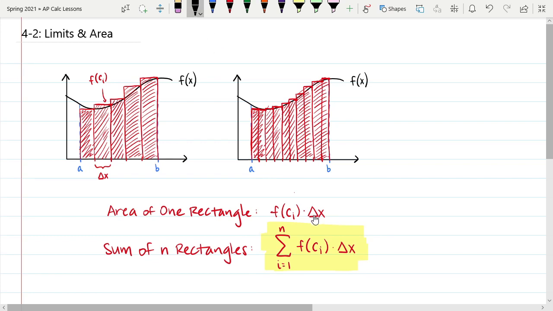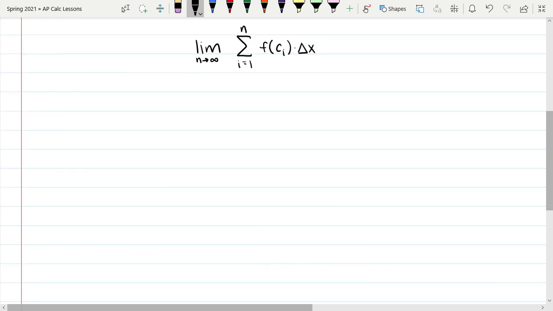So now, remember what I said though. If we want to make this no longer an approximation, but we want to make this the exact area, it means that we want the number of rectangles, n, to increase without bound. It means that we want the limit as n approaches infinity of that summation. And this is going to give us the actual area of that region under the curve.